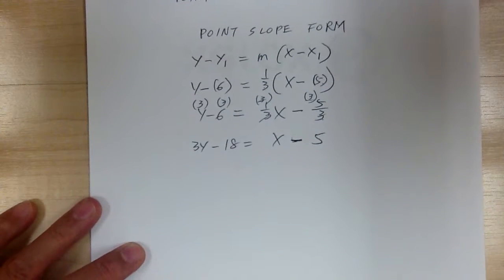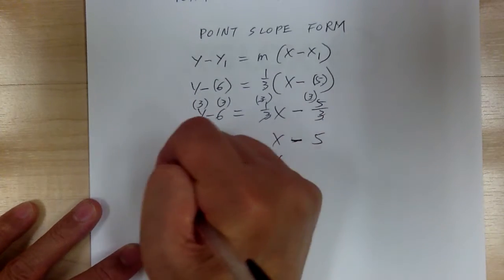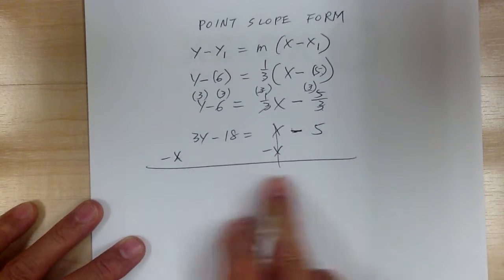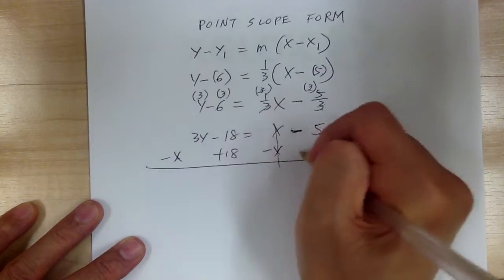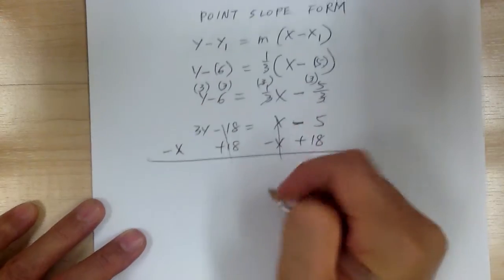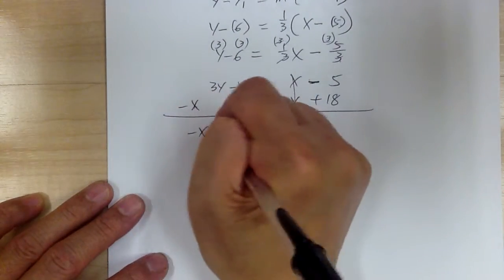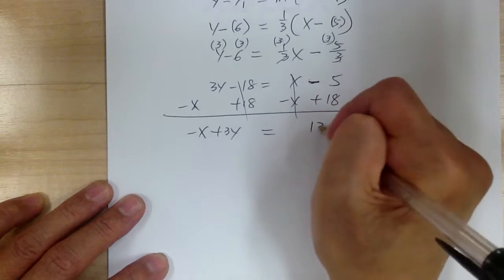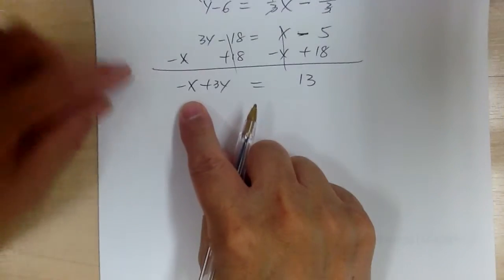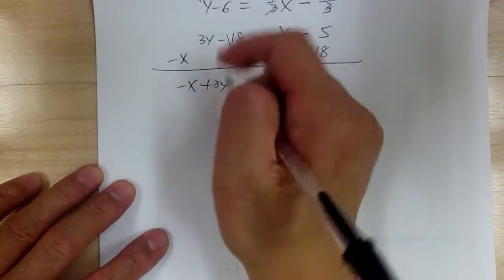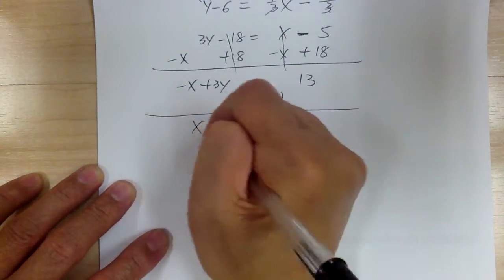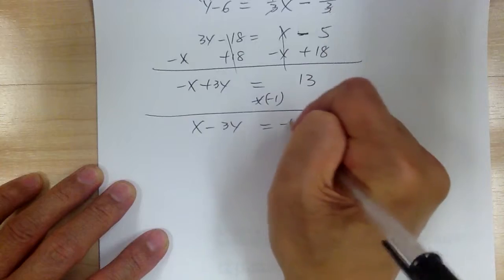So now you have to put it in the standard form. So you have to minus x on both sides. So this cancels out. And you have to move the number to the right hand side. So plus 18, plus 18. So this cancels out. So you end up with negative x plus 3y equal to 13. But remember, standard form cannot begin with a negative. So you have to multiply by negative 1. So you got x minus 3y equal to negative 13.